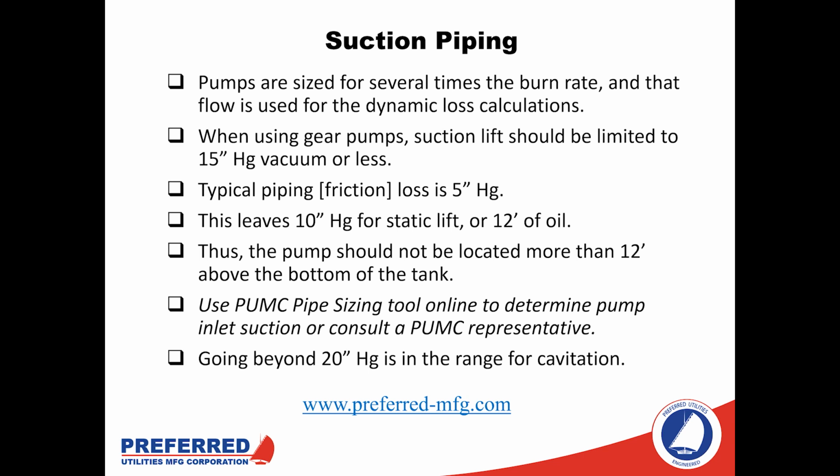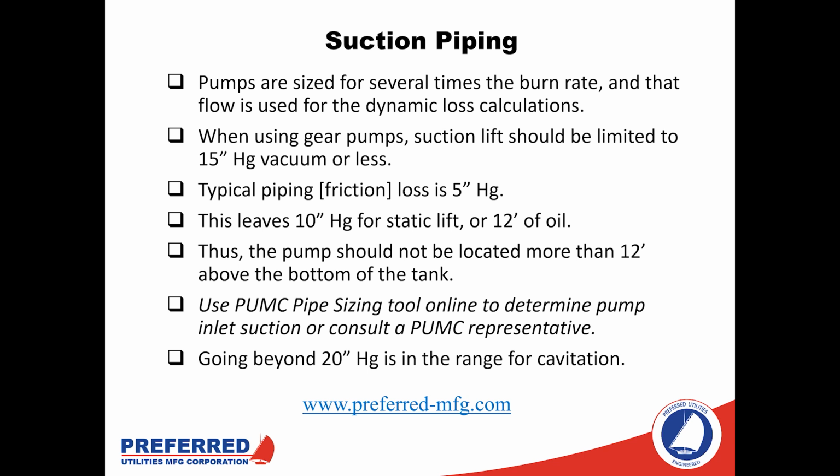Typically, we're going to be seeing about 5 inches of friction loss in the system, and this is determined by the size of the piping, the size of the valves, etc. That will generally leave us about 10 inches of mercury for static lift, which translates to about 12 feet of oil. So that means right off the bat, we know if we have the worst case scenario, which is fuel low in the main tank, 12 feet lower than the suction of our transfer pump set, that's pretty much our limit. If we go any lower than that, any more vertical distance, and we're going to have some trouble.